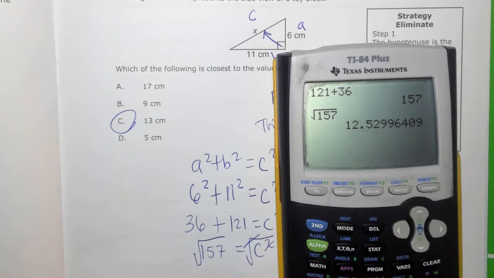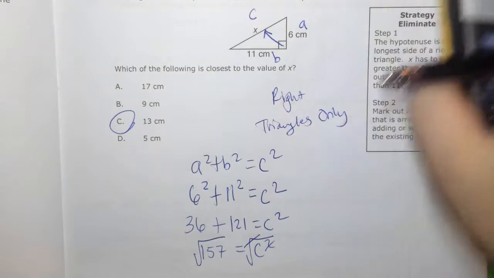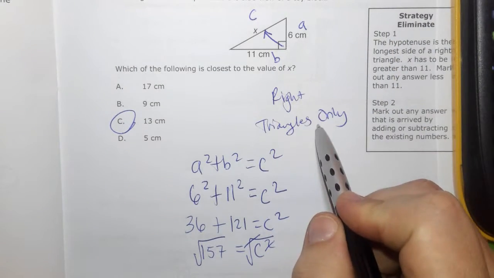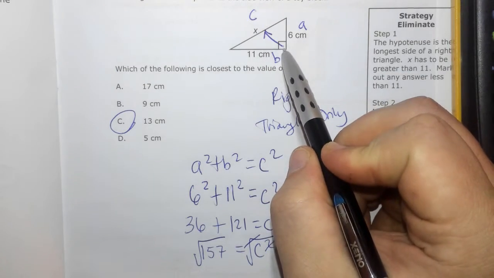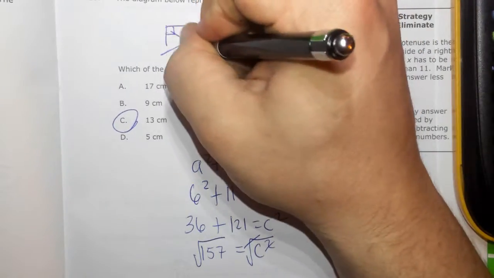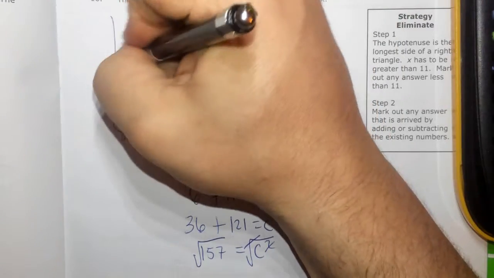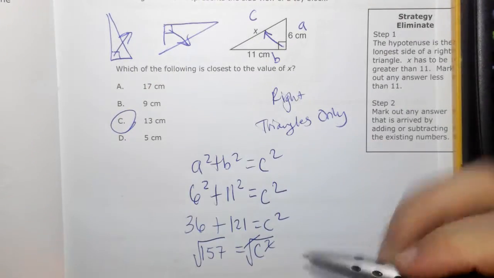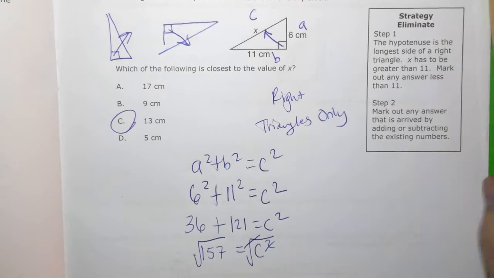Pythagorean theorem is very simple. You just have to make sure you understand. The key is understand it's for right triangles only. And your hypotenuse is across from your right angle. I don't care if your triangle looks like this. Here's your hypotenuse. It's across. I don't care if your triangle looks like this. Your hypotenuse is across. It's always across from the right angle.